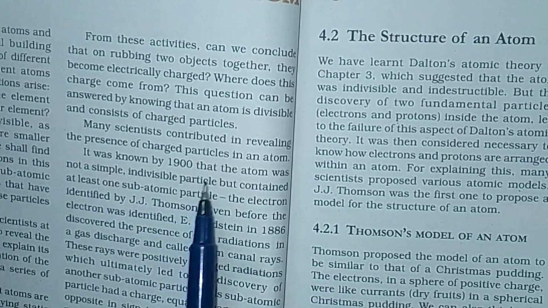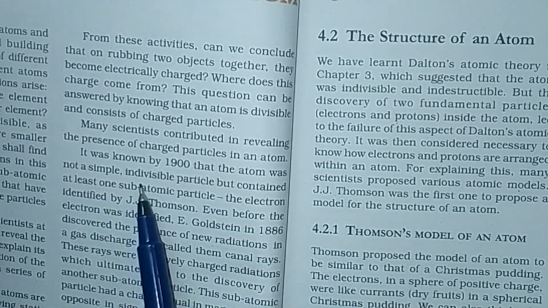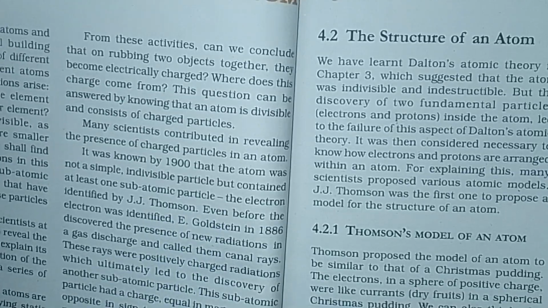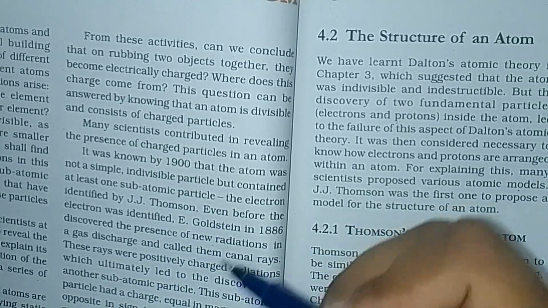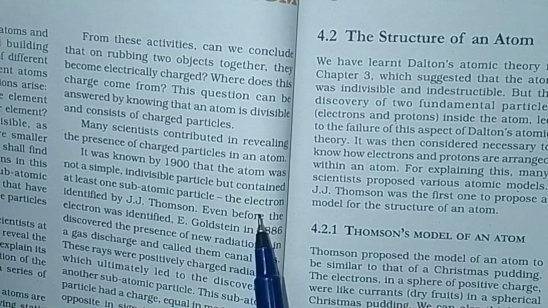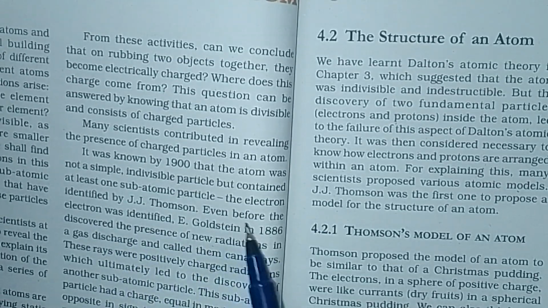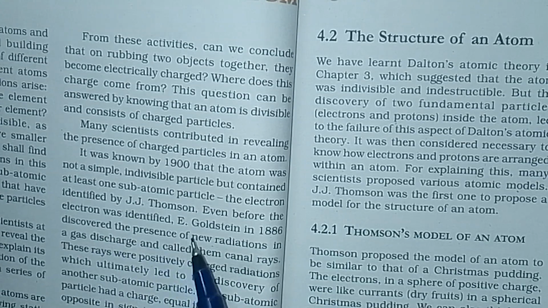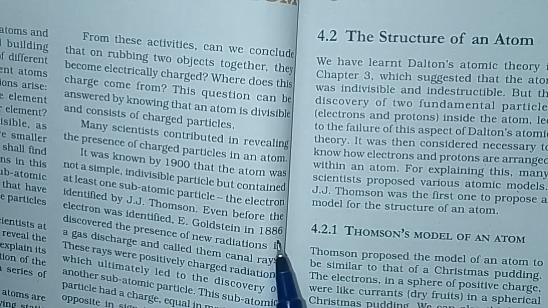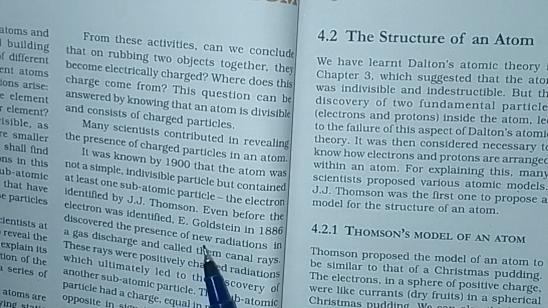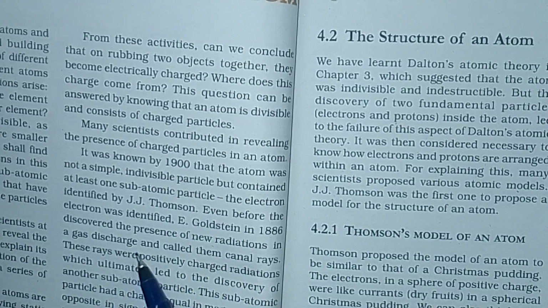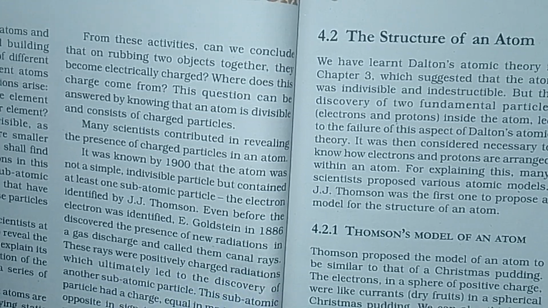It was known by 1900 that the atom was not a simple, indivisible particle but contained at least one subatomic particle, the electron, identified by J.J. Thomson. Even before the electron was identified, E. Goldstein in 1886 discovered the presence of new radiations in a gas discharge and called them canal rays.